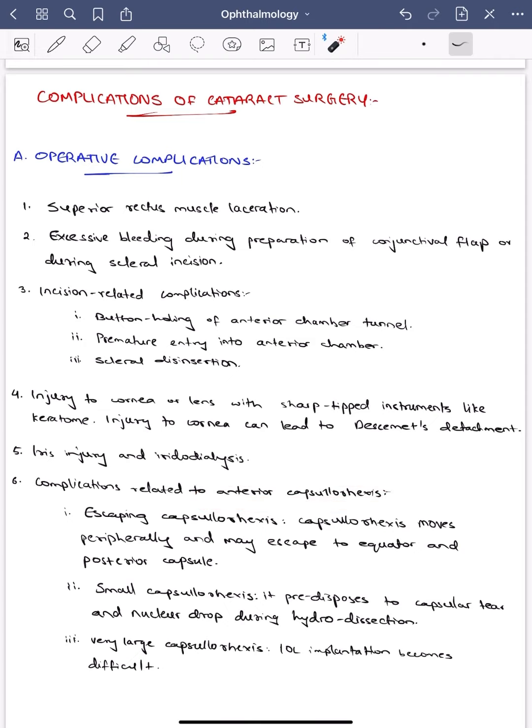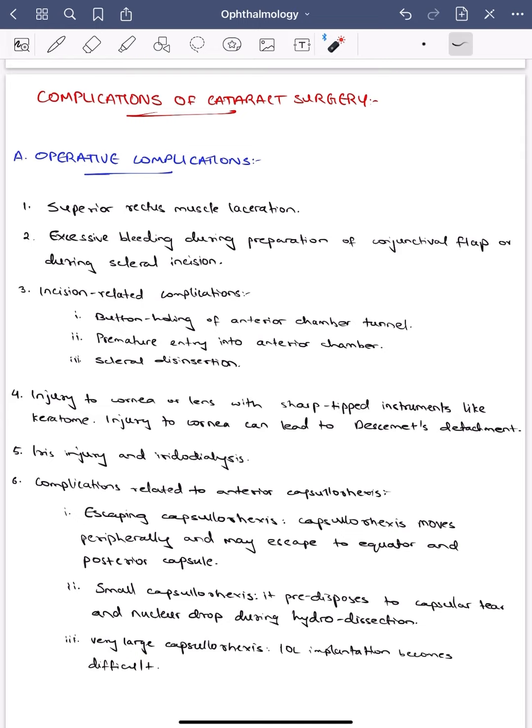Now this can have three types: escaping capsulorhexis, where the capsulorhexis moves peripherally and may escape to the equator and posterior capsule. The second is small capsulorhexis, and such a type of capsulorhexis predisposes to capsular tear and nuclear drop during hydrodissection. Third is a very large capsulorhexis, and here intraocular lens implantation becomes difficult.